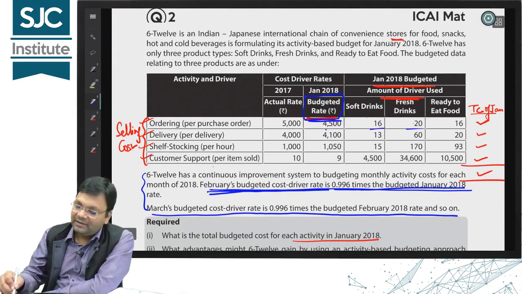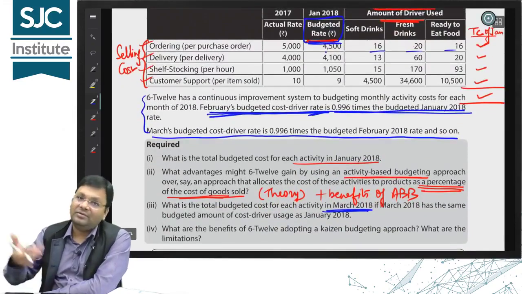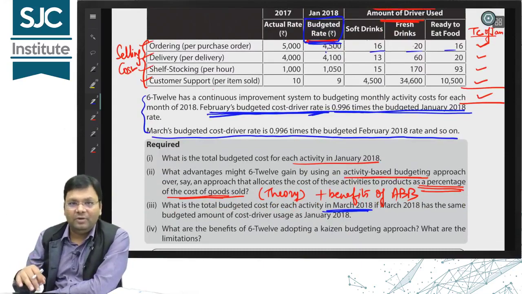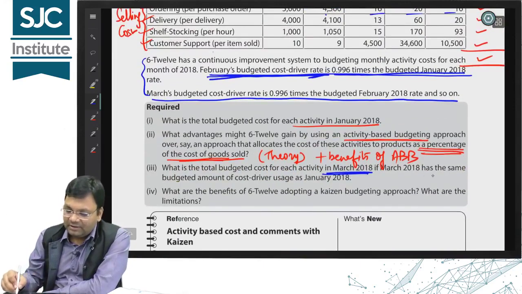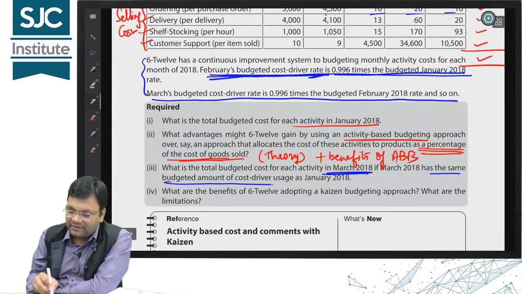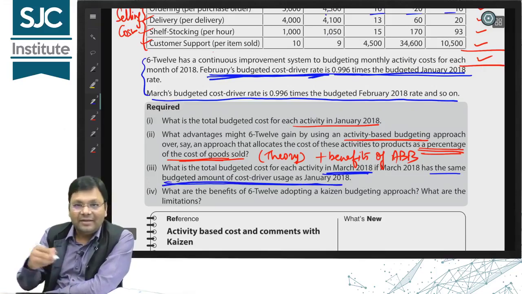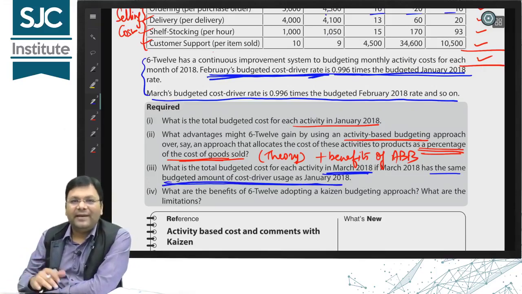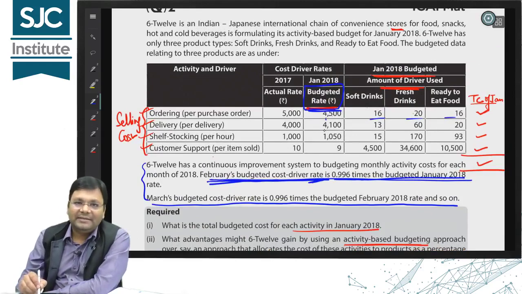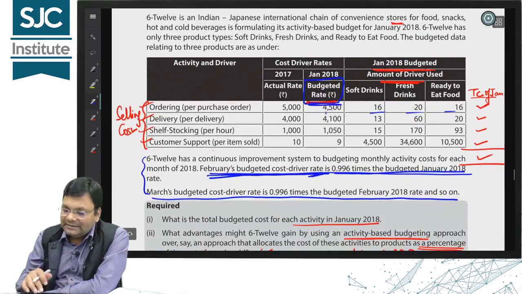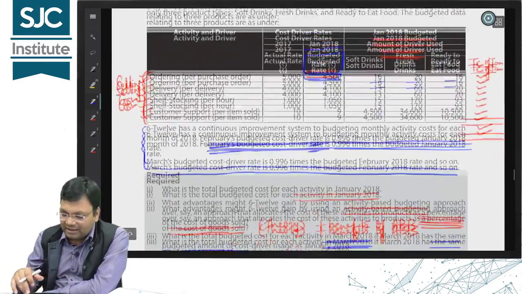Then multiply with the driver volumes, because they are not changing the driver volume, they are just changing the rate. You can also have improvements in the form of driver volume, but they are only changing the rate. Here they are also mentioning the same budgeted amount of cost driver usage as January. So that means cost driver usage is remaining the same, rate you are reducing. Okay, so it is very easy. Just reduce the rate 2 times by multiplying by 0.996 and then multiply this with 3 and get the total cost of March. So you can check your answers later.